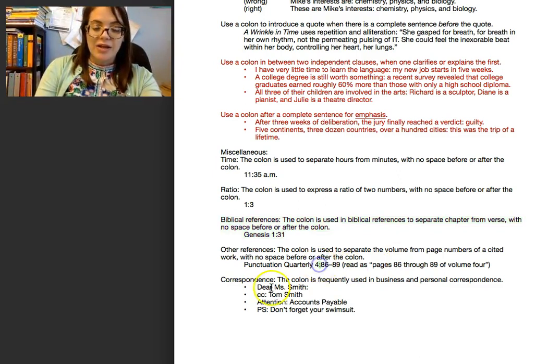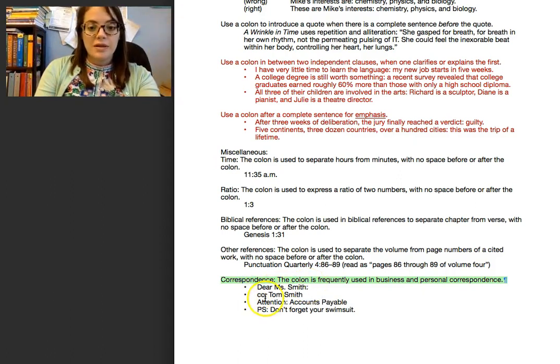All right, you also use them in correspondence, meaning when you're writing letters or emails to someone. So like, Dear Miss Smith, colon, CC, Tom Smith, attention, accounts payable. P.S. Don't forget your swimsuit. Okay, so those are just kind of random situations where you would also use a colon. Okay, we're going to do some practice with this tomorrow.